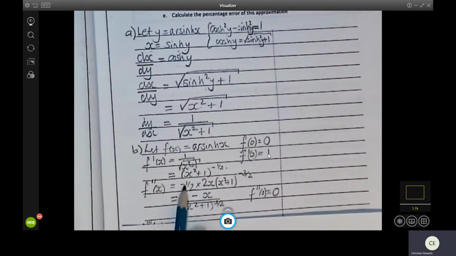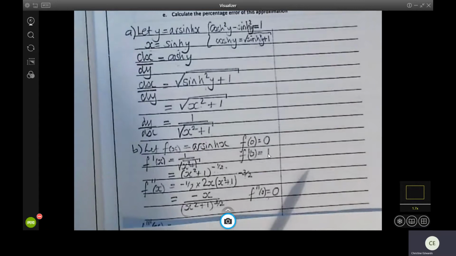So I'll bring the minus a half in front and reduce my power by 1, leaving the contents of the bracket in the bracket, and I multiply by the differential of the bracket. And that results in this expression here. If I sub 0 in, I get a value of 0. So as I've been asked to find the first two non-zero terms, I need to differentiate one more time and hope that the next one gives me a non-zero term.